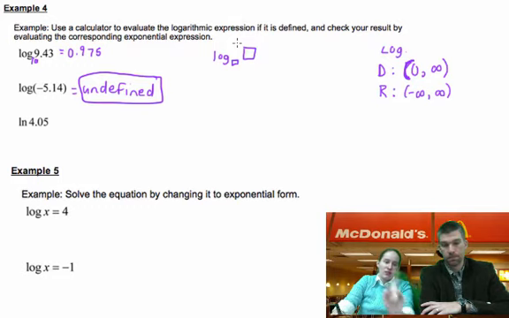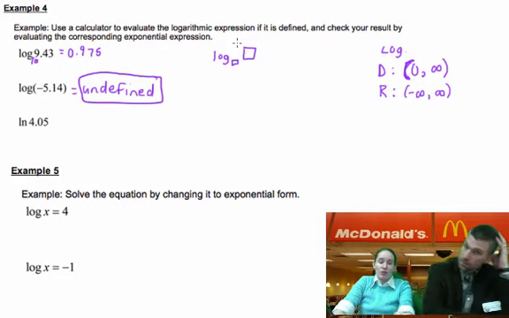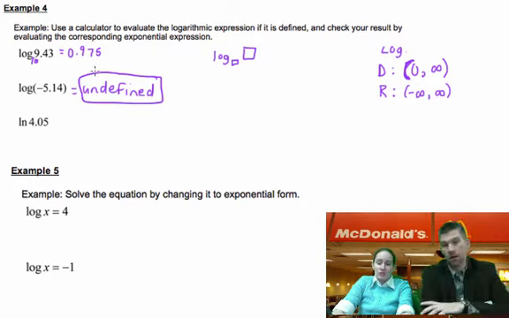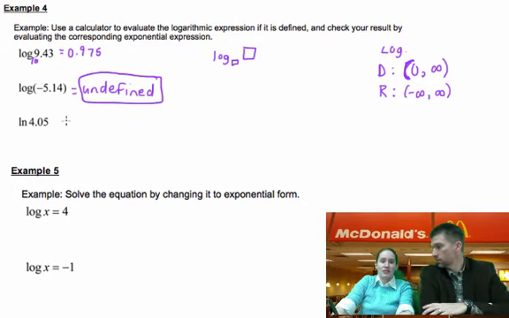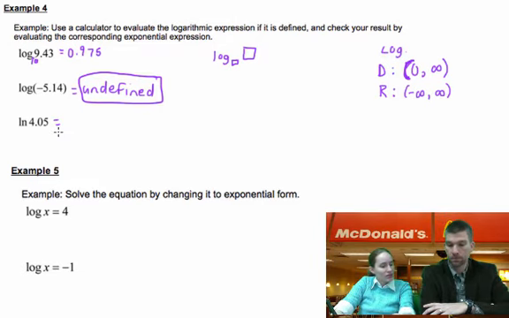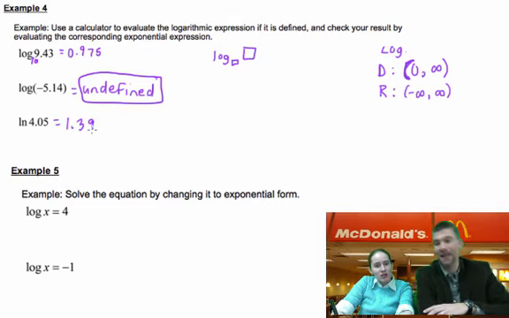If you type in log of negative 5.14, it will give you an error message. That is helpful to know, because it means it's undefined there. So natural log: on the 84s, you have to press second and then the log button. It may be somewhere slightly different on the Inspire, but you should be able to find it, the little LN, and it's going to be 1.3987.